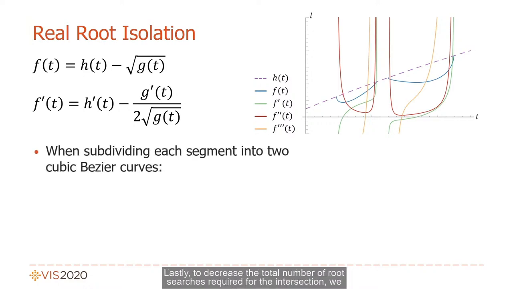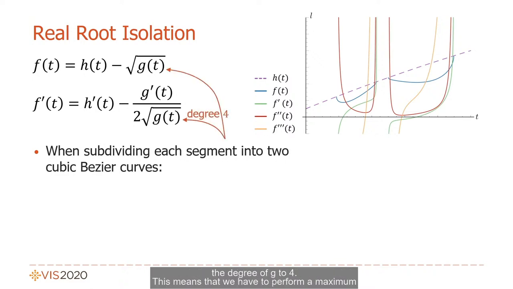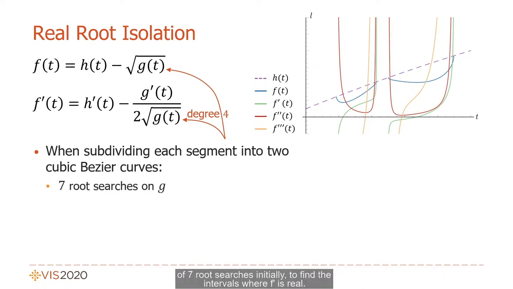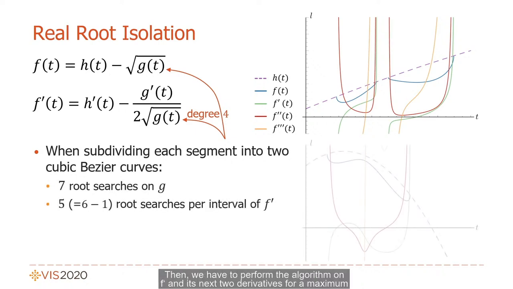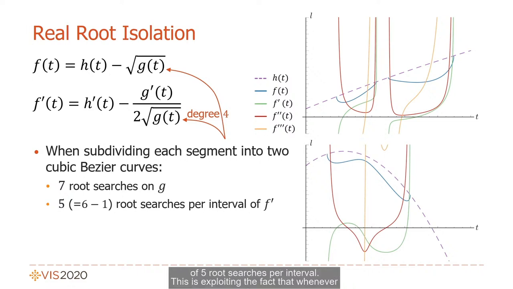Lastly, to decrease the total number of root searches required for the intersection, we can subdivide each cubic Hermite curve into two quadratic Bézier curves, bringing down the degree of g to 4. This means that we have to perform a maximum of 7 root searches initially to find the intervals where f dash is real. Then we have to perform the algorithm on f dash and its next two derivatives for a maximum of 5 root searches per interval.